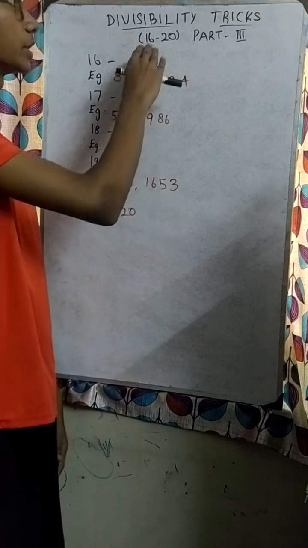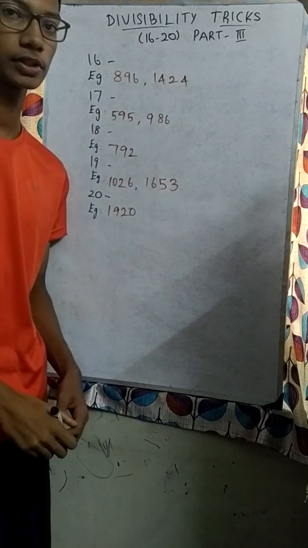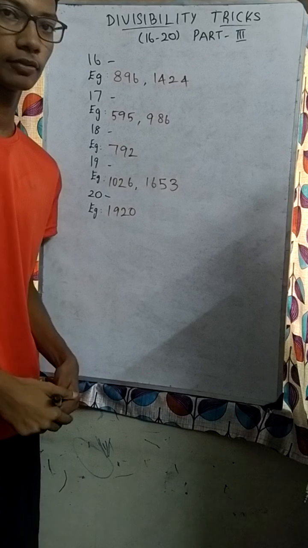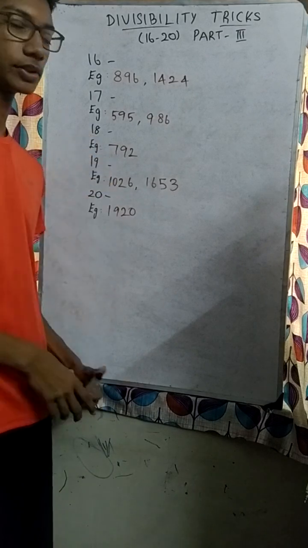In this video, we will be seeing about the divisibility tricks for the numbers 16 to 20. This is actually a part 3 video. Now let's start with the number 16.